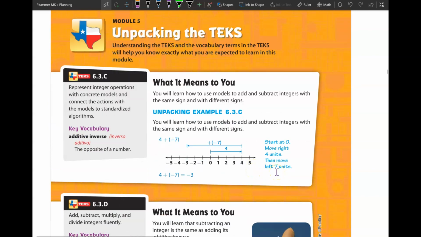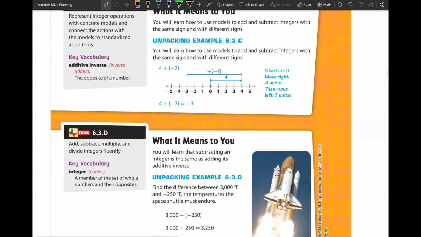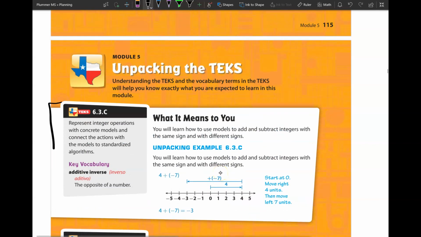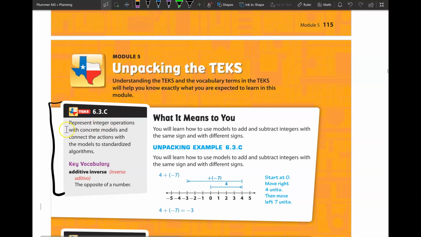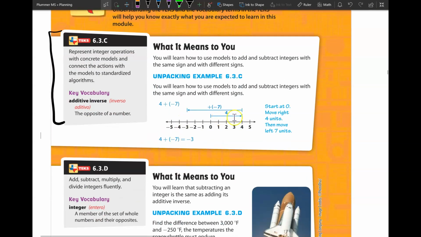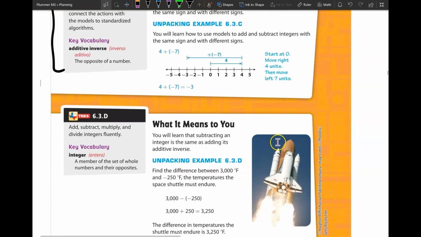Okay, so we're going to unpack the TEKS. The TEKS we are working on is 6.3C, and that's represent integer operations with concrete models and connect the actions within models to standardized algorithms. So we're going to learn that the additive inverse is the opposite of a number. What it means to you: you will learn how to use models to add and subtract integers with the same sign and with different signs. One model we're going to be using is a 2 color counter, and another model we'll be using is the number line. Okay.